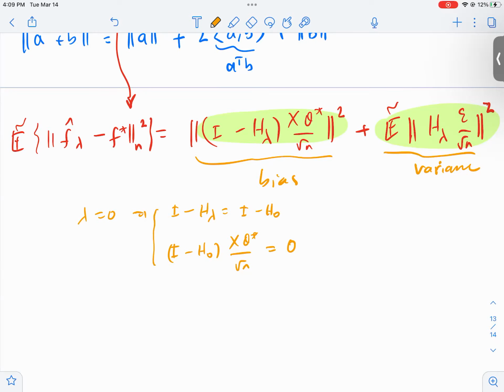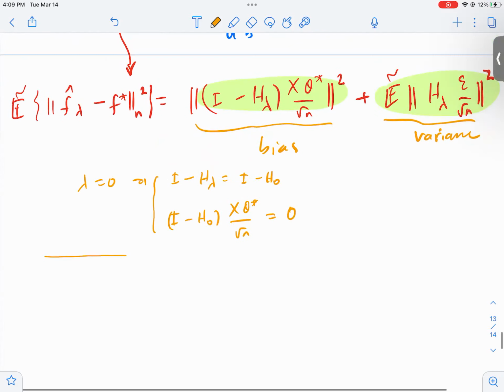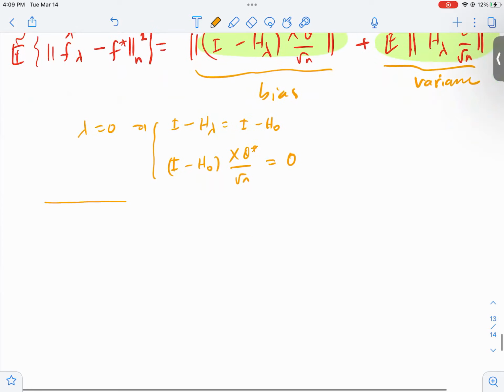But that sort of a result would show this. It's interesting that if lambda is not 0, then that bias term is there. And by changing lambda, you can trade off the bias and variance, as we'll see. Okay. Questions?